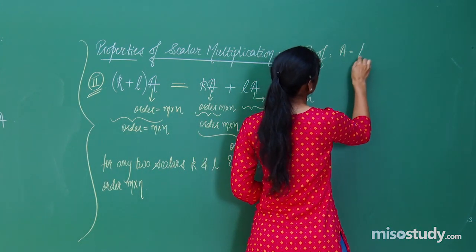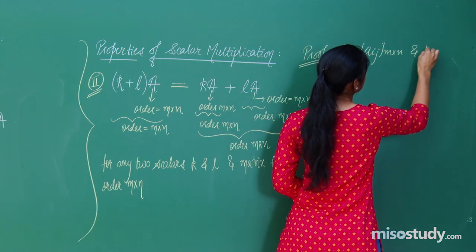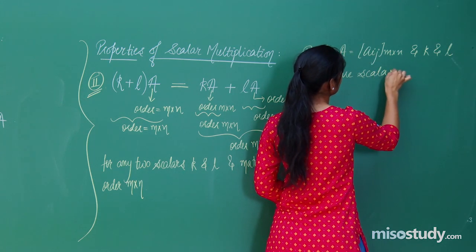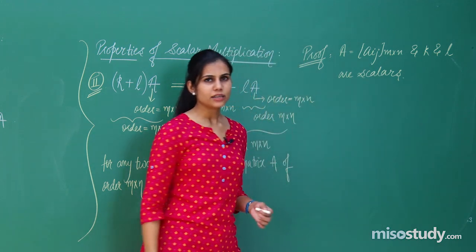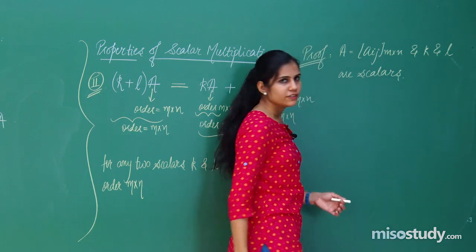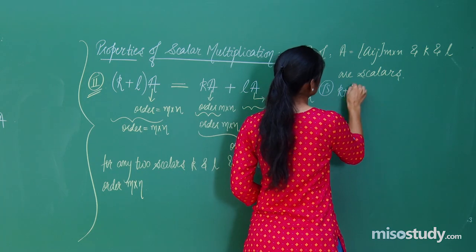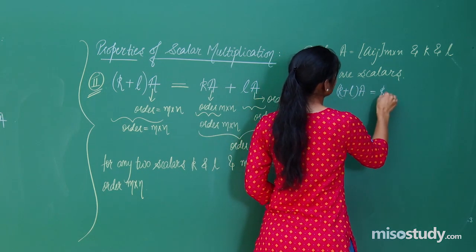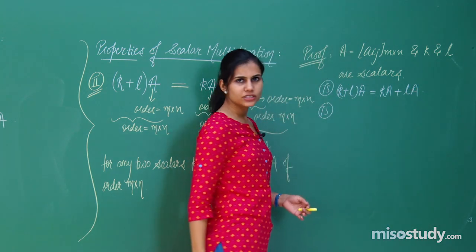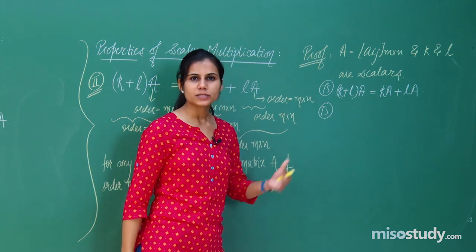I have A as this matrix Aij m cross n, and K and L are scalars. Let me just tell you the drill. A is given to be a matrix of order m cross n, K and L are given to be scalars. I basically have to show that K plus L times A is equal to K times A plus L times A. Both LHS and RHS are matrices. If I have to show two matrices are equal, that means I have to show their orders are same and the corresponding elements are same.